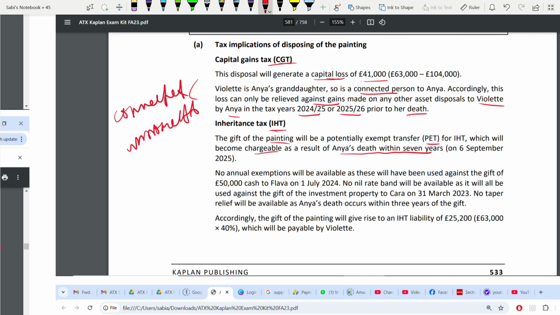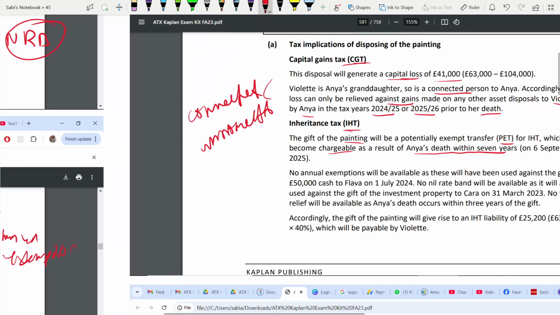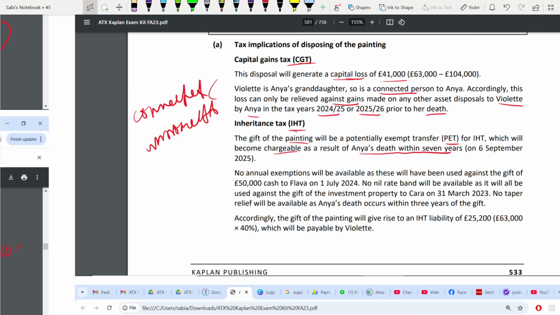So as there were two gifts, if you see, there are three gifts in the same tax year. But the first gift will utilize the annual exempt amount. So there will be no annual exemption regarding this painting. This painting was done after the 50,000 cash to Flower, so he will utilize this annual exemption. And there will be no nil rate band also available, because it will be utilized against the gift of investment property on this date.